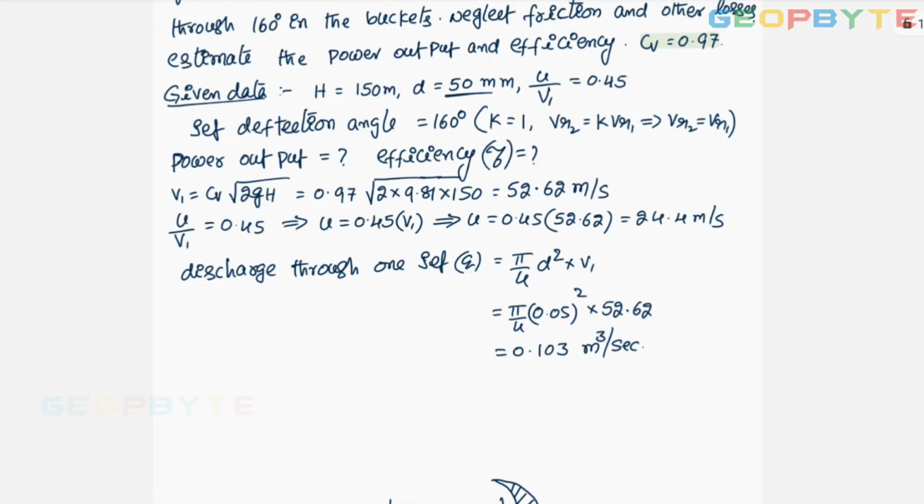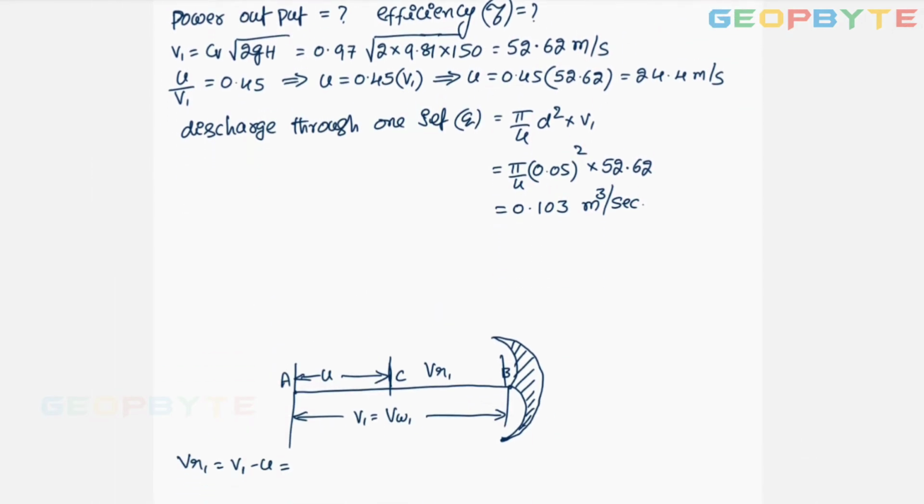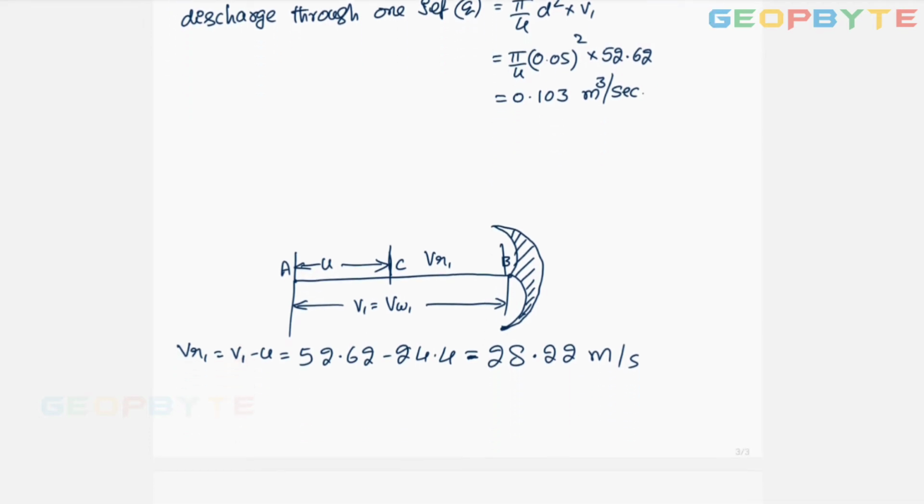Here V1 I got is 52.62 minus U value 24.4. Simplify this value for getting the VR1. I got 28.22 meters per second. Then VR2 equal to VR1 only, 28.22 meters per second.